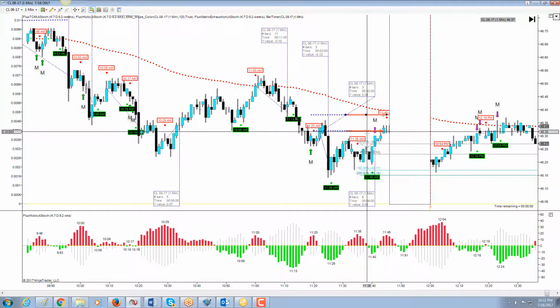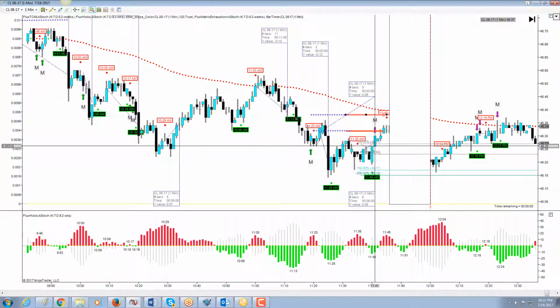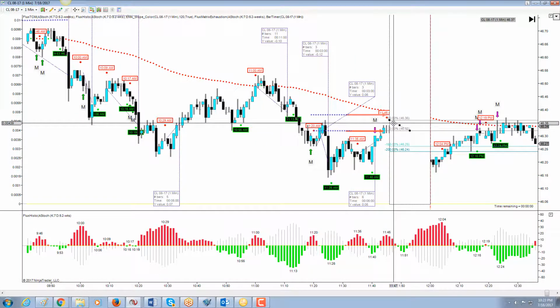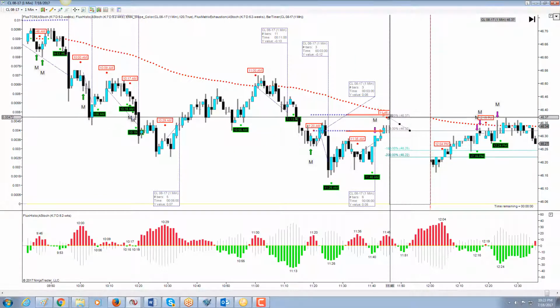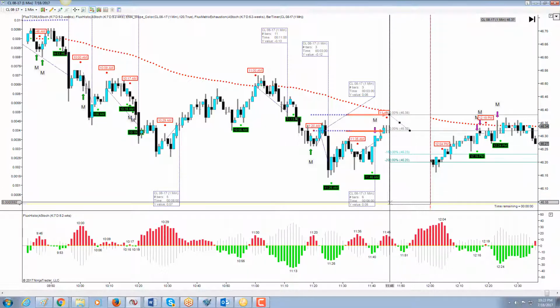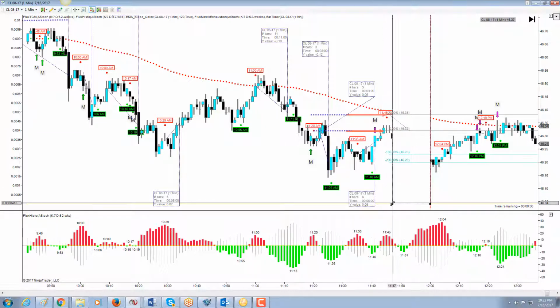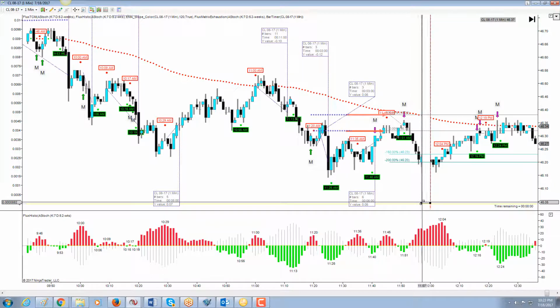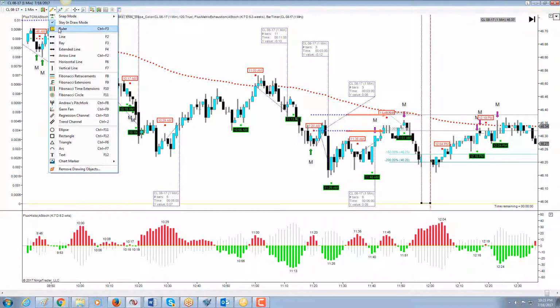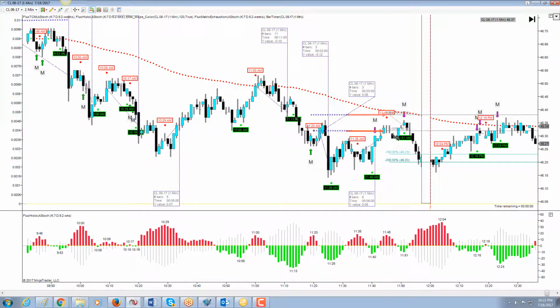38 to 32 is 6 ticks. Once you know the risk, what do you know? Once you know the risk, you know the reward. So 6 ticks of risk, shaping up to be the last trade of the session. There it goes. Boom, boom, boom. Target filled. I just had the target filled.